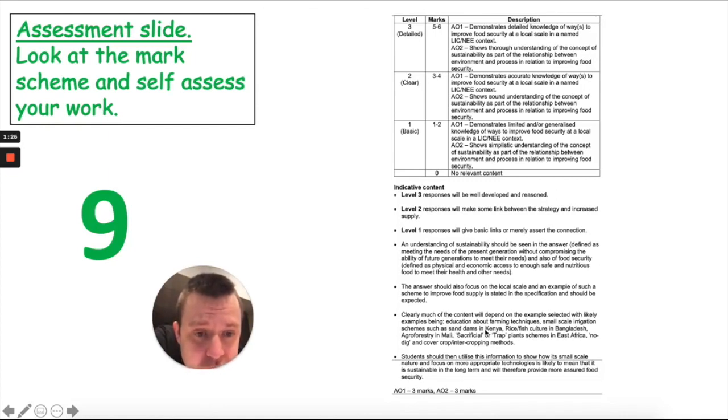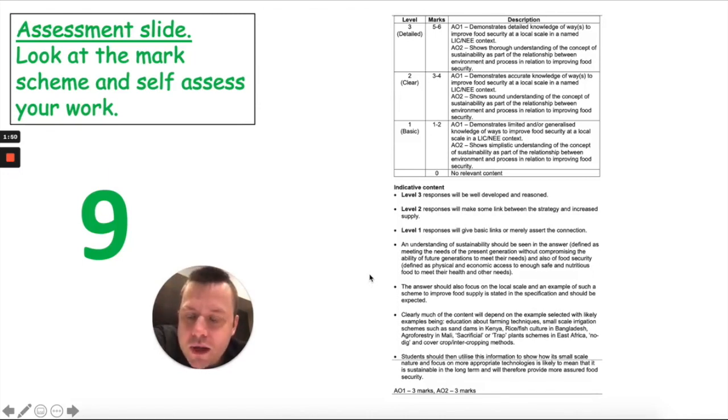This one is actually in the mark scheme. So, education about farming techniques, small-scale irrigation schemes, such as sand dams in Kenya. All right. So it's in the spec. It's in the mark scheme. You can talk about this and what it's done. You can talk about the African Sand Dam Foundation, and then go on.